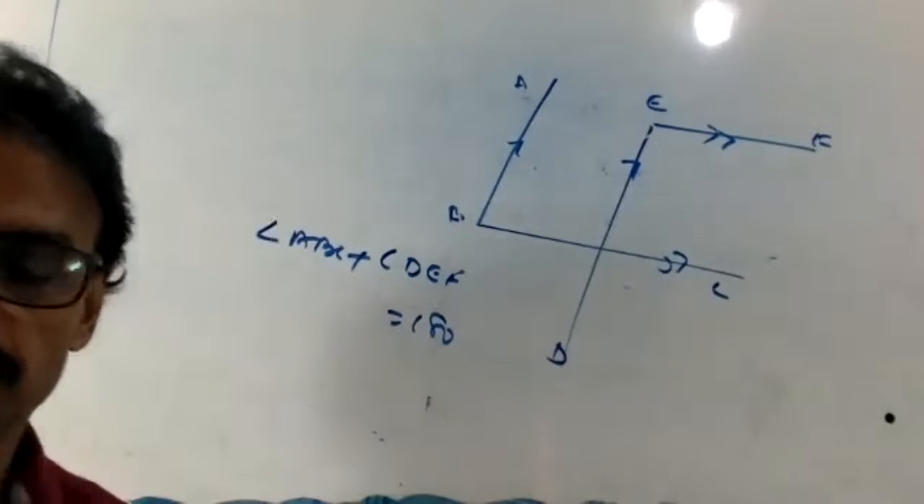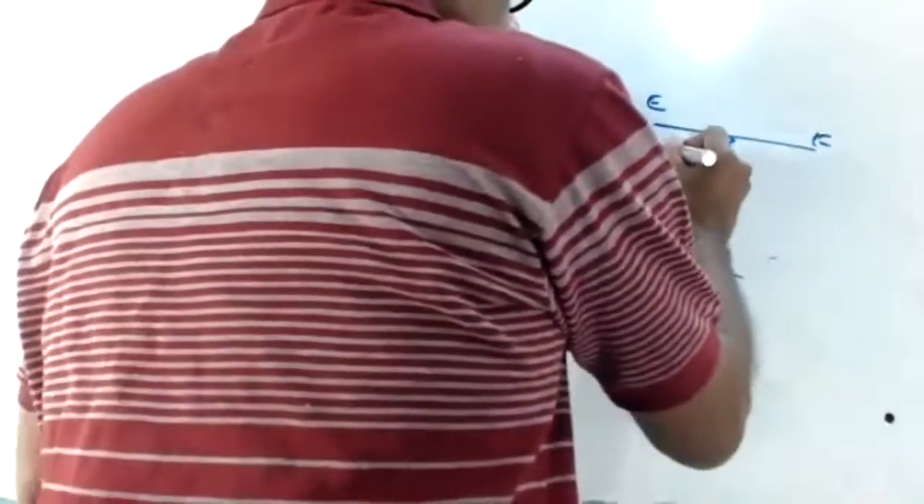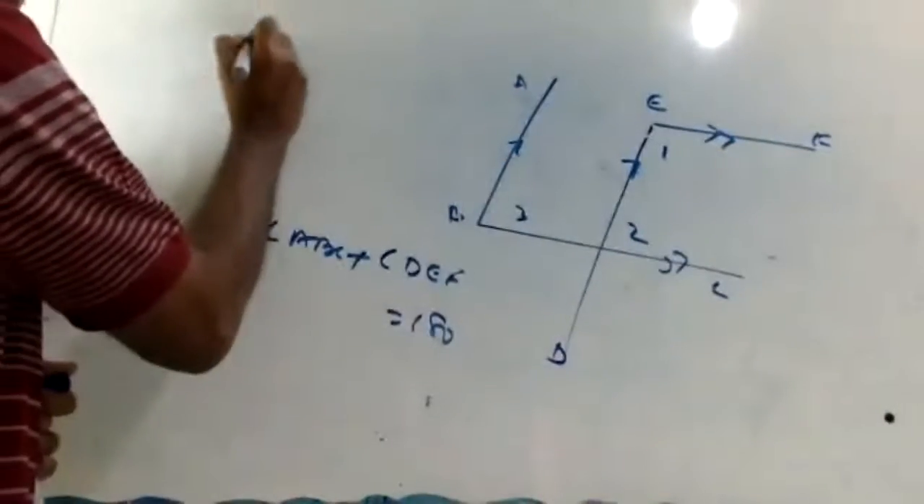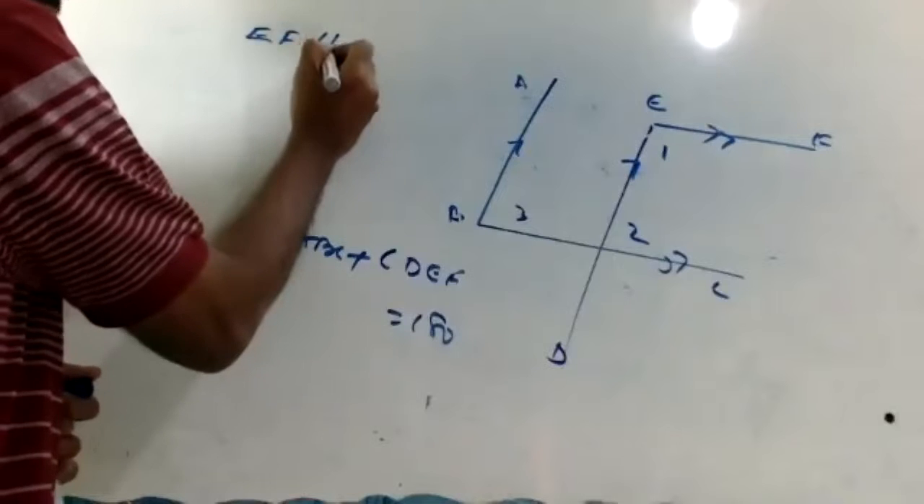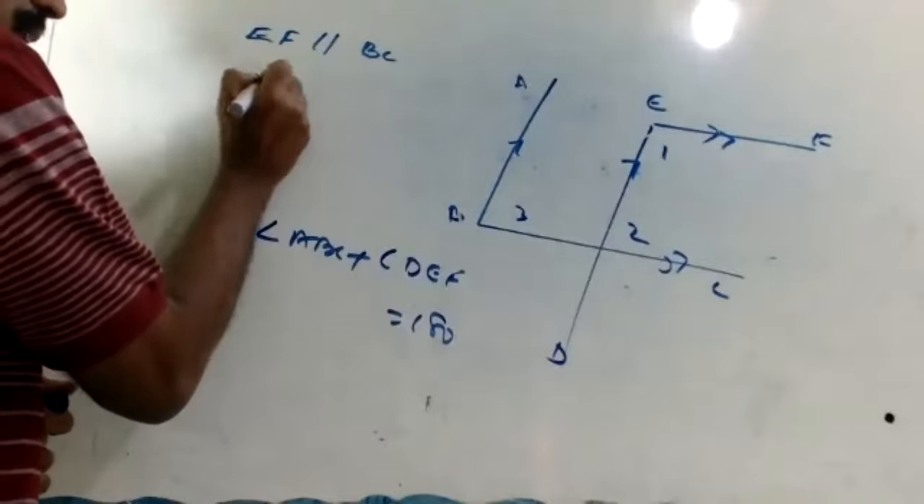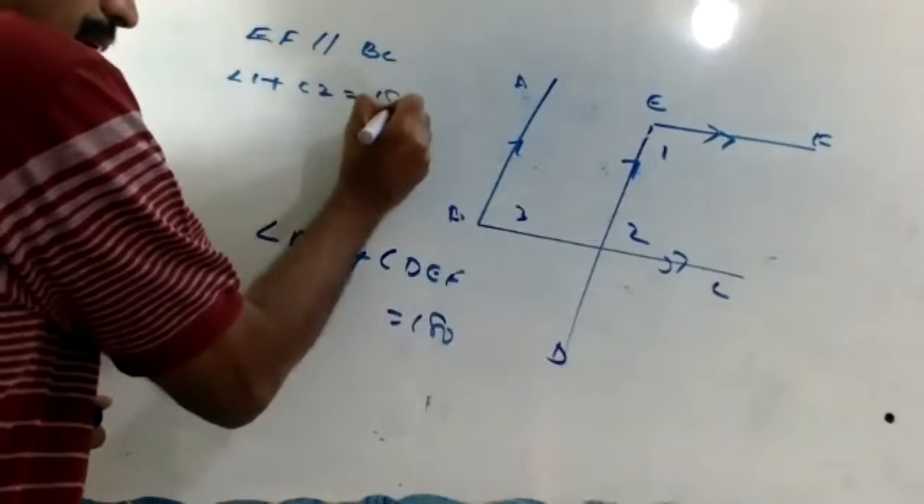Okay, look at here now. I'm calling this 1, 2, 3. Now look at here. EF parallel to BC. Therefore, angle 1 plus angle 2 equal to 180 degrees, number 1.